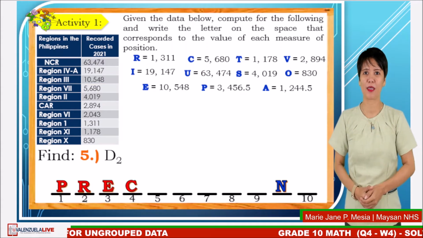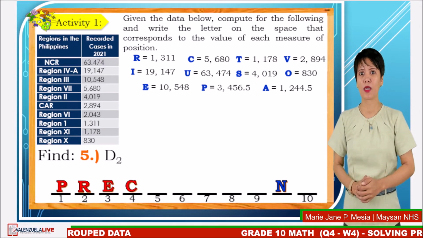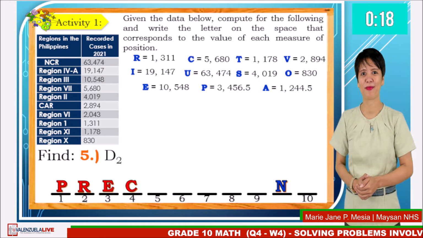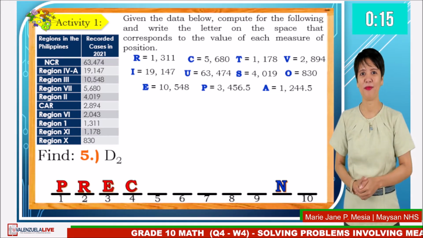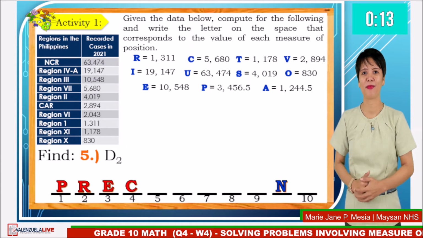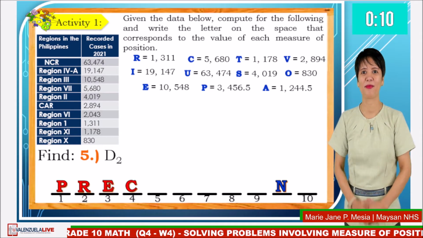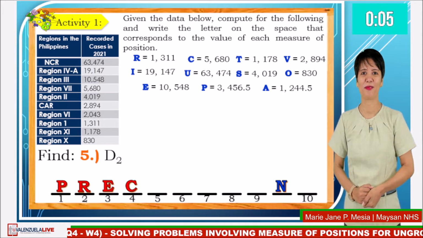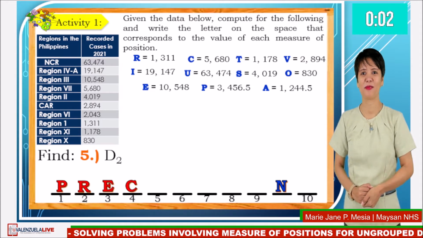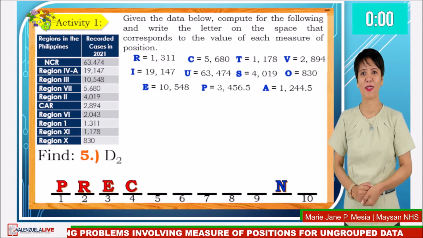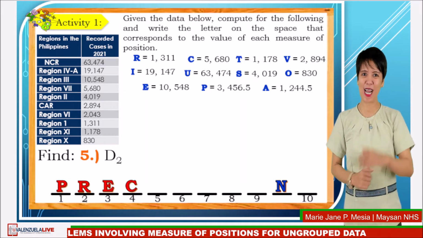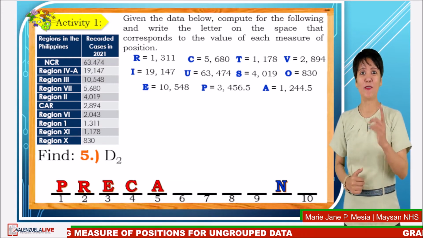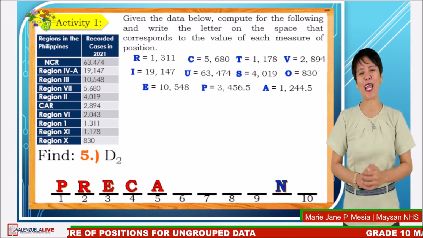Number 5. Find D sub 2. Okay? Set the timer now. Okay, time's up. What is your answer? Amazing! Letter E is the correct answer. To find the second decile, use the locator formula.